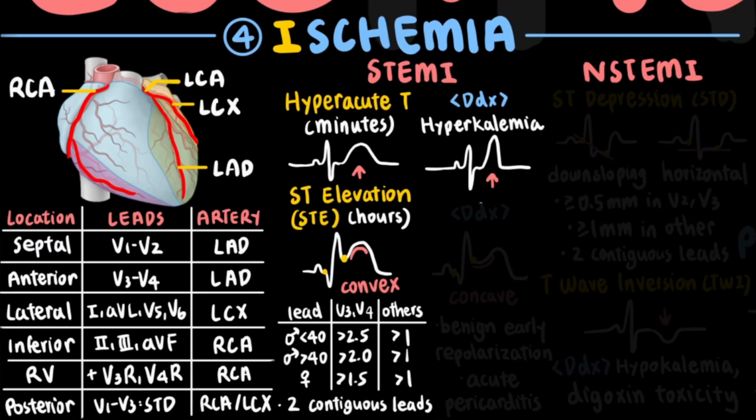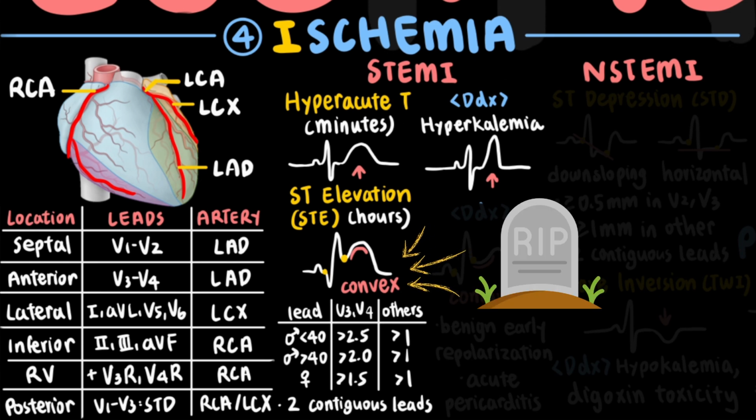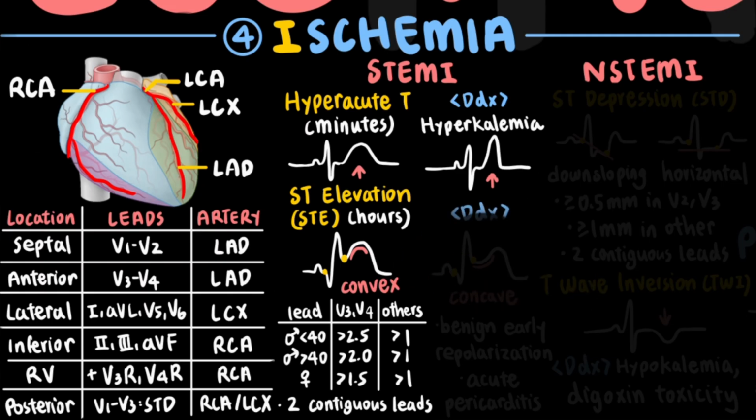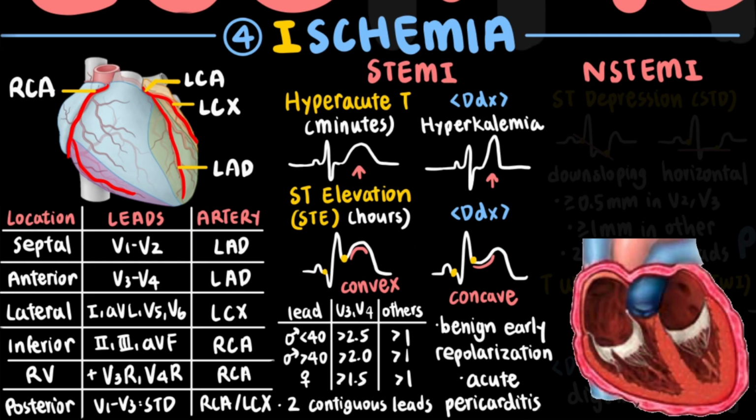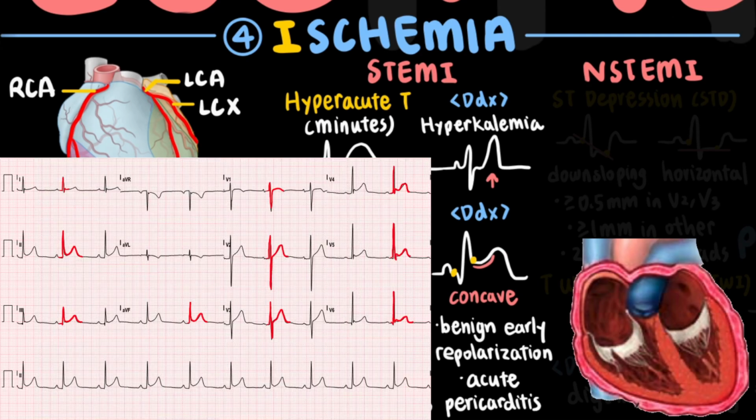Not all ST elevations mean myocardial infarction. The shape of the ST elevation is very helpful. A convex or tombstone-shaped ST elevation is more likely to represent an acute STEMI. On the other hand, a concave ST elevation can be seen in conditions such as benign early repolarization, which is usually localized, and acute pericarditis, in which inflamed pericardium produces diffuse, widespread ST elevation across multiple leads.